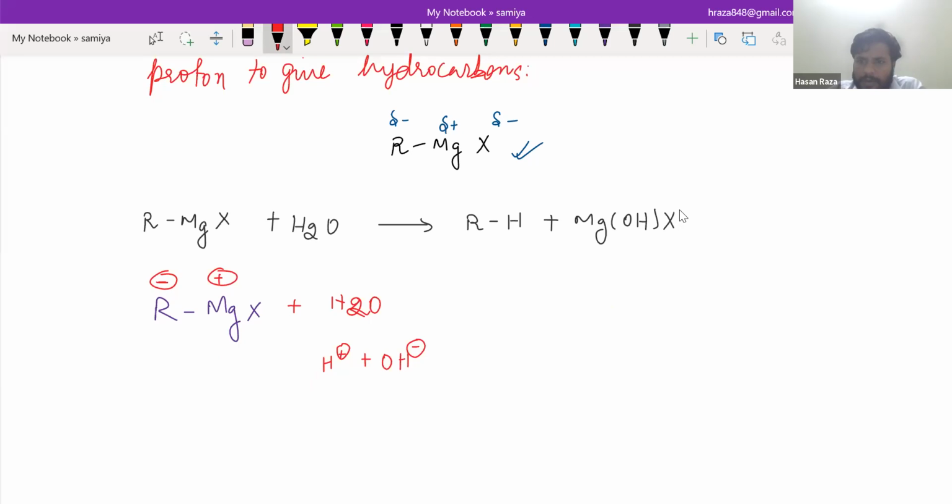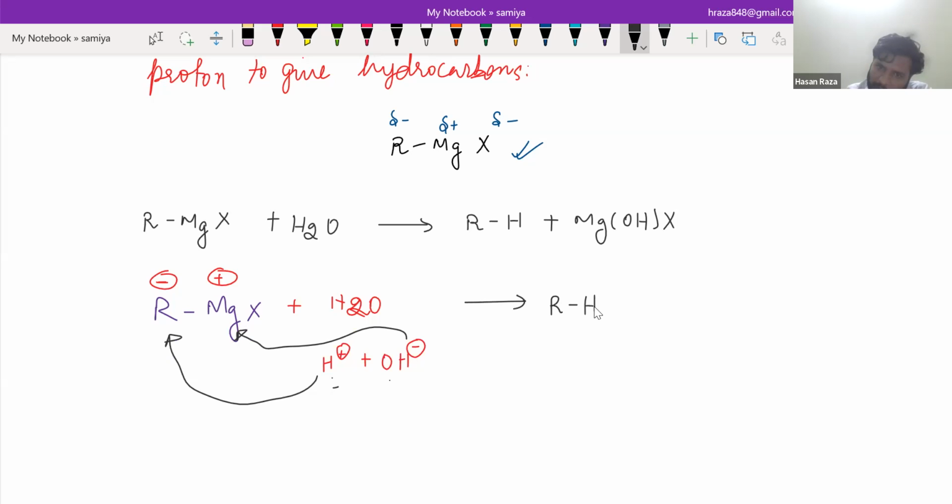So what you need to do is, as you know, positive will go to negative and negative will go to positive. So this H2O is dissociated into H plus and OH minus, and H plus will go to R. So it will form RH, alkyl group with H forms hydrocarbon, that is alkane, and this will be Mg, then OH and then X. Mg has plus 2 charge, OH has minus 1 and X has also minus 1 charge, so it neutralizes.